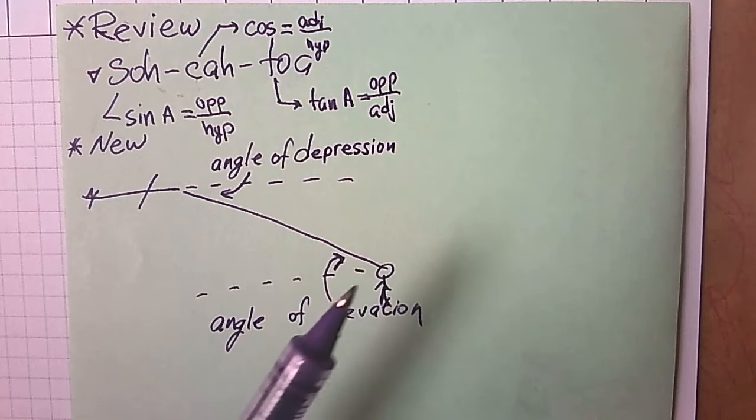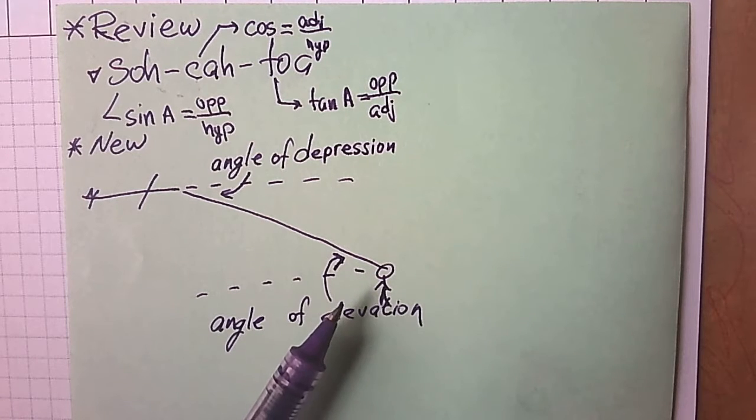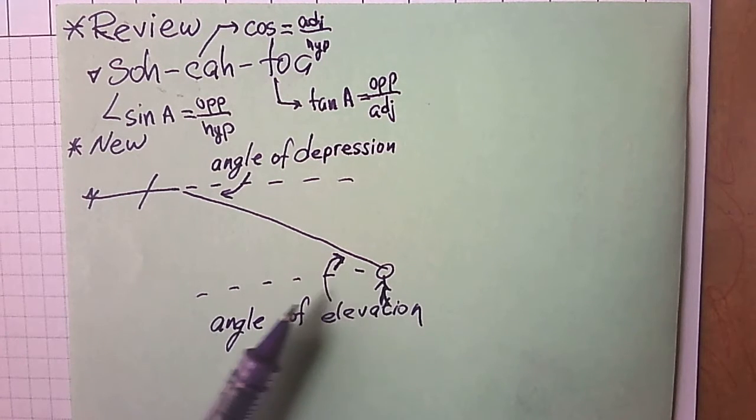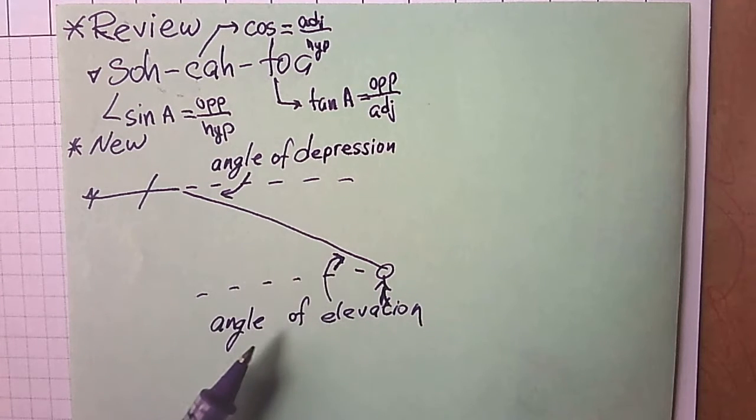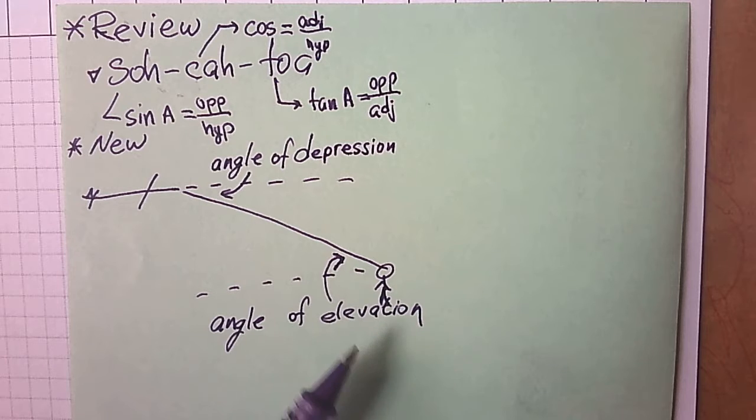The person on the ground is looking straight ahead, and he or she has to look up to look at the airplane. So that's known as the angle of elevation. So if you're looking up, it's angle of elevation. If you're looking down, it's known as the angle of depression.